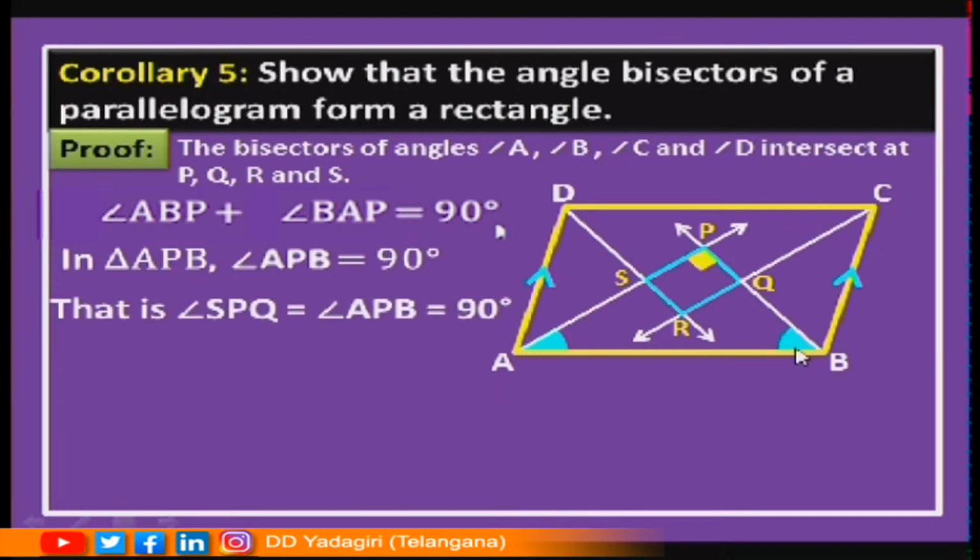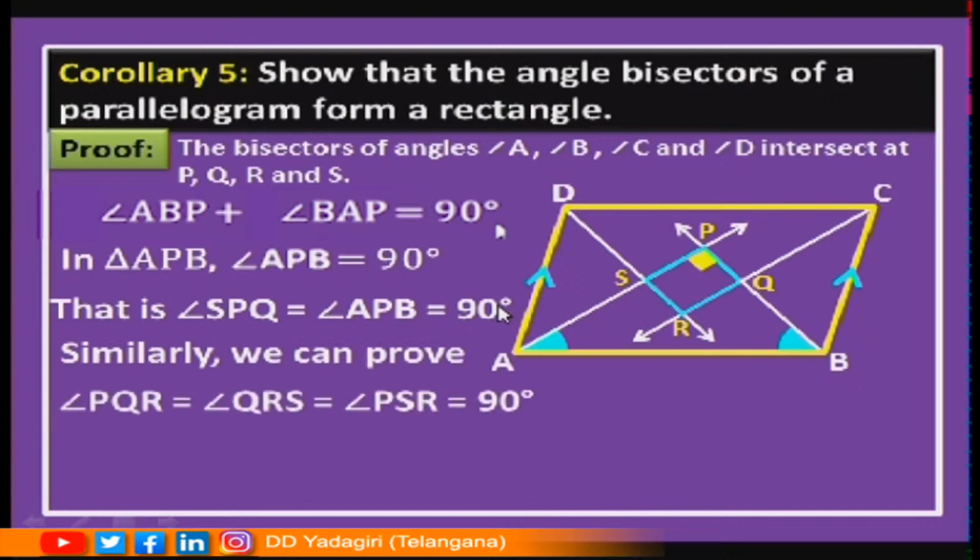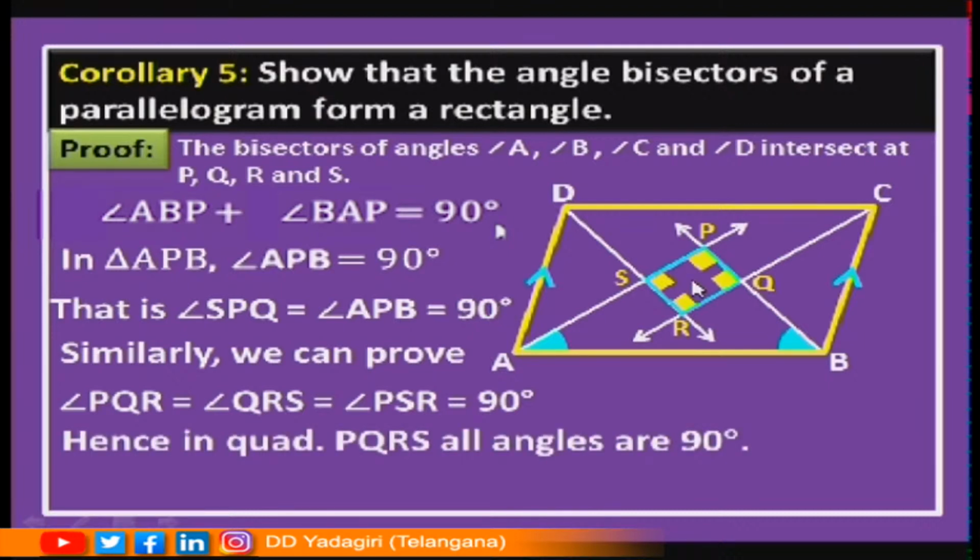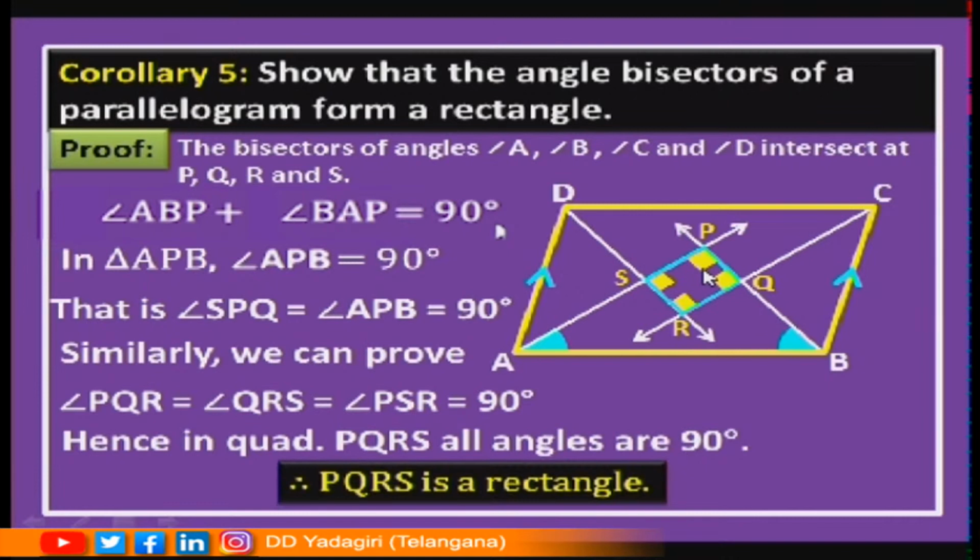Since APB is 90 degrees, can I write that it is nothing but SPQ? SPQ is the same, this part only. So, I can write both are the same, which is 90 degrees. Similarly, I can prove PQR is equal to 90, and also QRS is 90 and PSR is also 90 degrees. That means all the 4 angles are equal and they are equal to 90 degrees each. Got it, children? Since all angles are equal to 90 degrees, I can say it is a rectangle. Children, till now we have proved some corollaries.